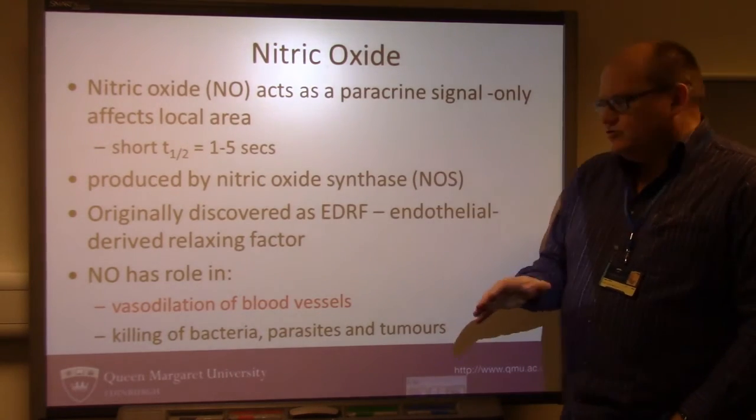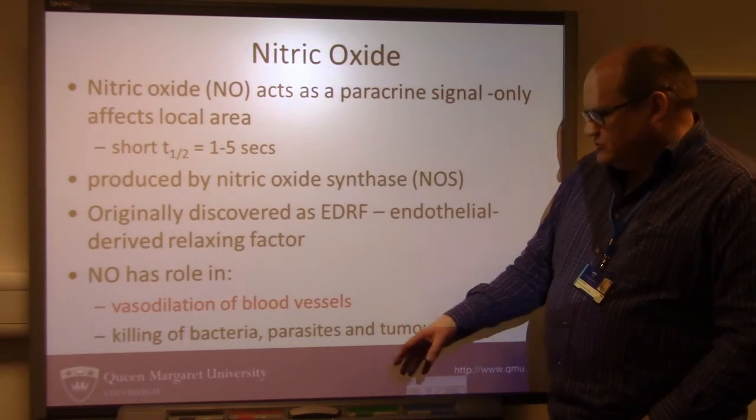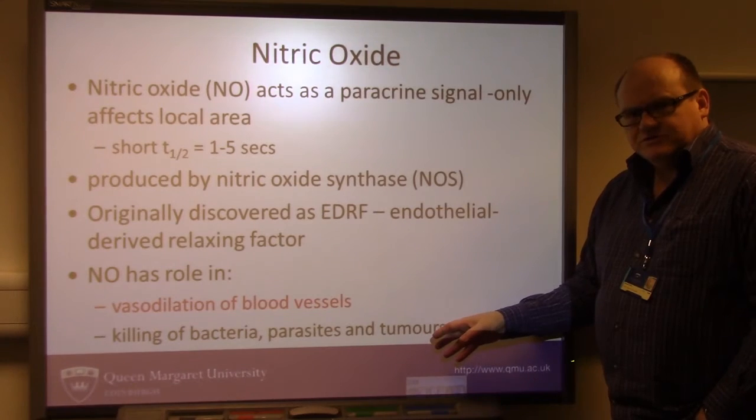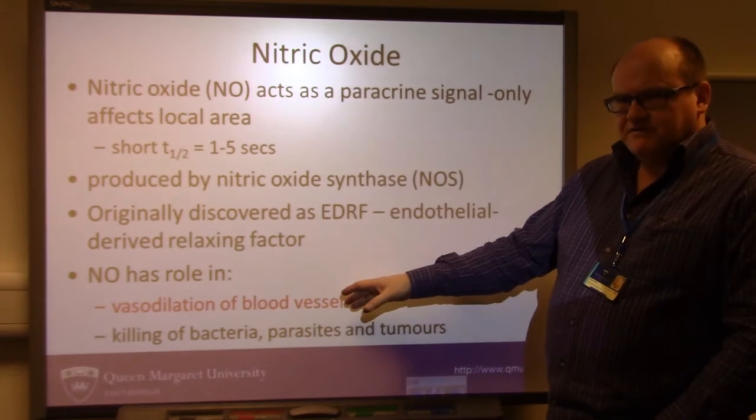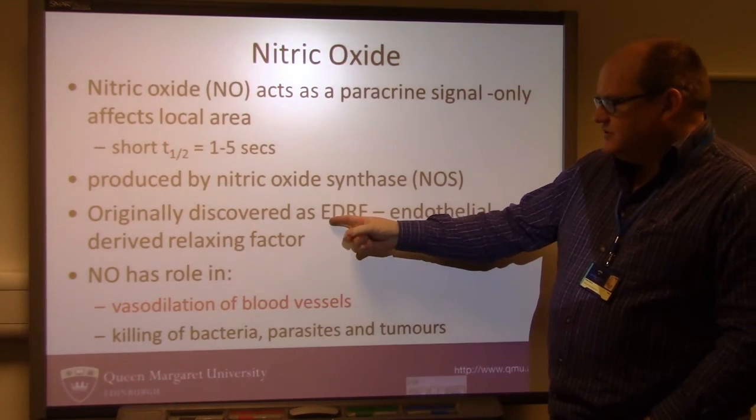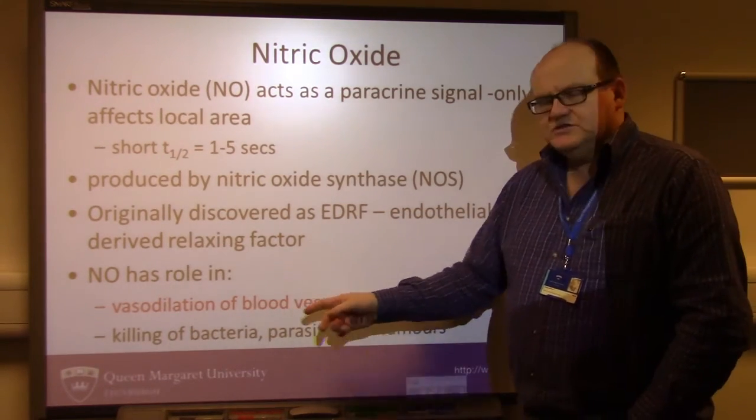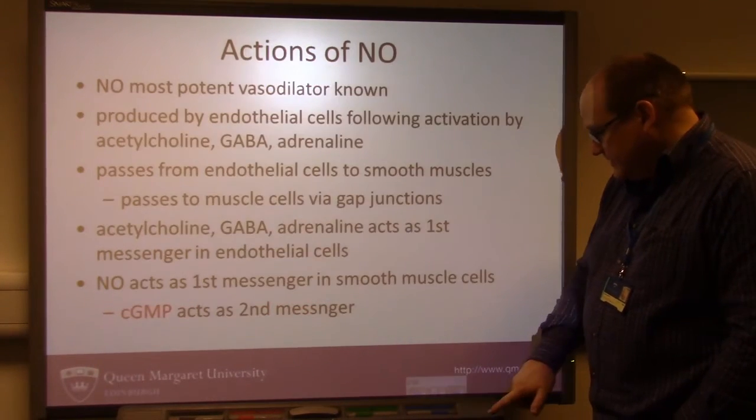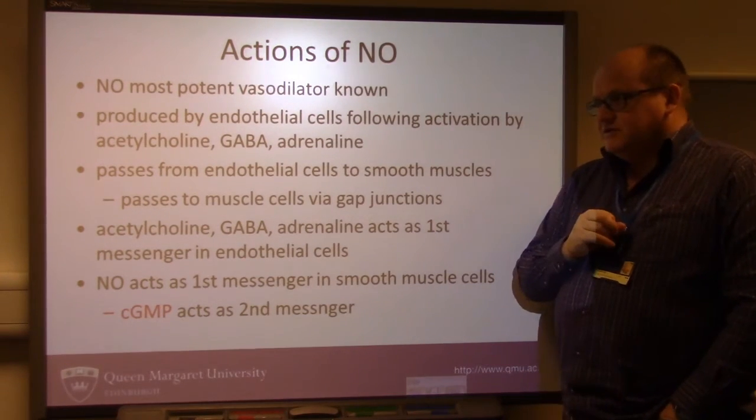Now, it's got a number of roles. It's bactericidal, it has that role. It can also kill various parasites, and it can also be effective against tumours. But one of the most important things that it does is it causes the vasodilatation of blood vessels, and that should be obvious from the fact that it's the endothelial cells of the blood vessels that release the nitric oxide, so the nitric oxide causes the blood vessels to dilate. In fact, nitric oxide is the most potent vasodilator known.